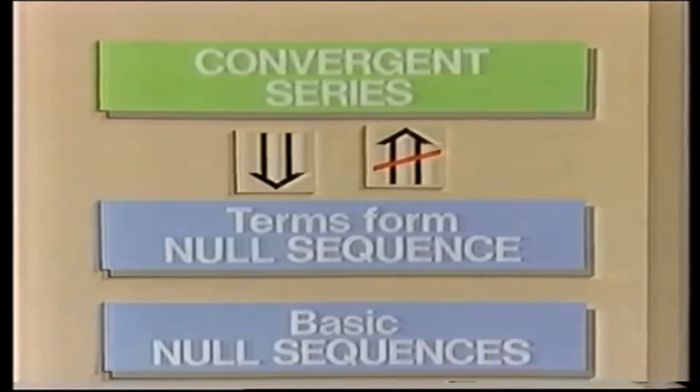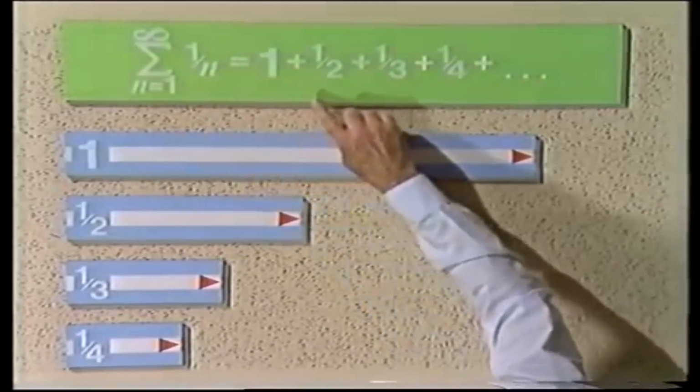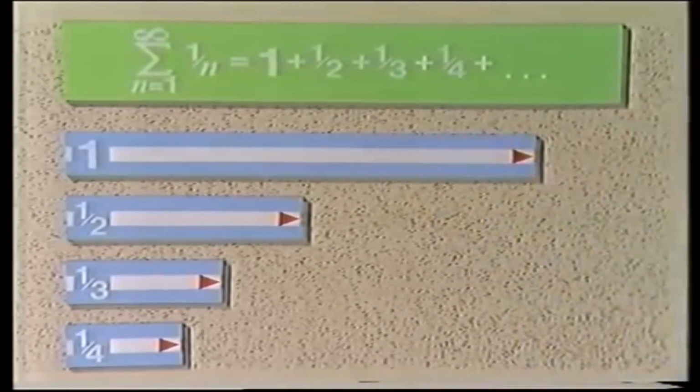Ian? Let's consider the sequence 1 over n. That is a null sequence, and it's very tempting to think that it would give rise to a convergent series. But sigma 1 over n is divergent. Let's have a look at it.